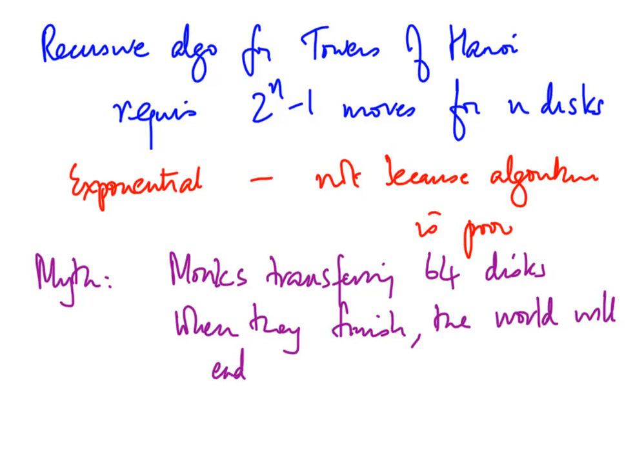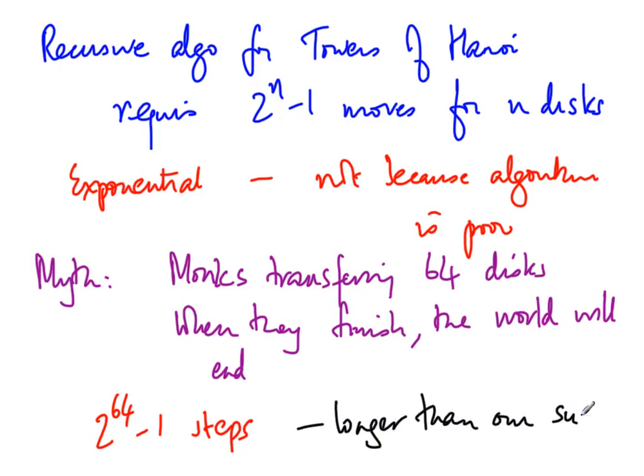But we know that transferring 64 disks is going to take 2 to the 64 minus 1 steps. Okay, and assuming a reasonable amount of time taken for each step, even if you take a very minimal amount of time for each step, this is longer than the sun around which the earth moves will survive. You know that all stars eventually live out their lifetime and they expand to giants and then they collapse into something like a black hole. So the sun is going to move into that state much before this ends. So the monks can keep doing whatever they want and we need not worry. The world is not going to end in our lifetime.